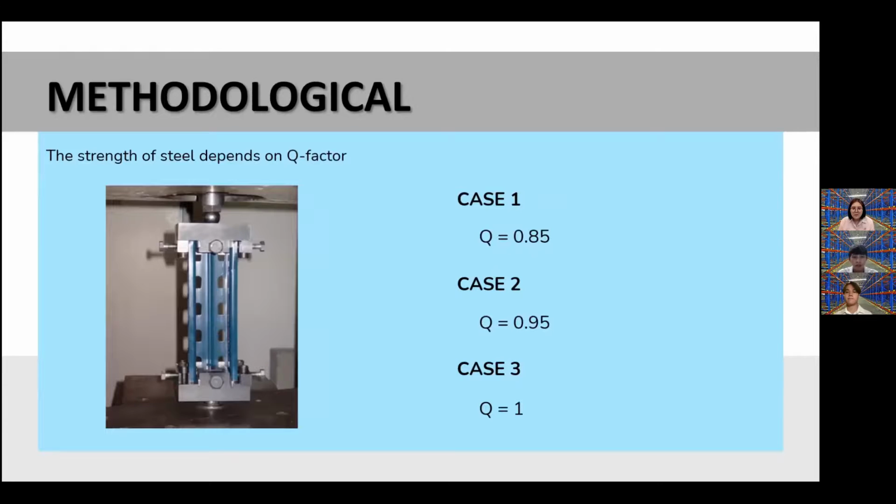For the Q factor, we select values from various research because our group cannot do the experimental tests directly. However, for the 3 cases of Q factor, we focus on the popular values from stub column tests. For case 1, we set the Q factor equal to 0.85. Case 2, the Q factor is 0.95, and the last one, the Q factor is 1.